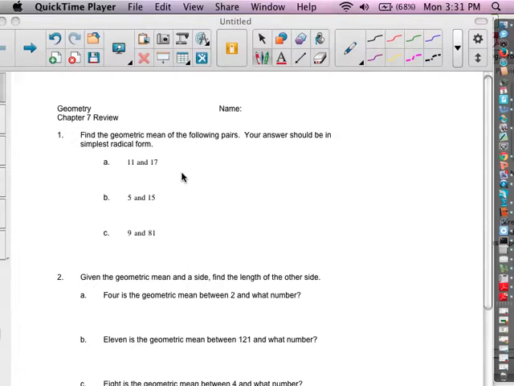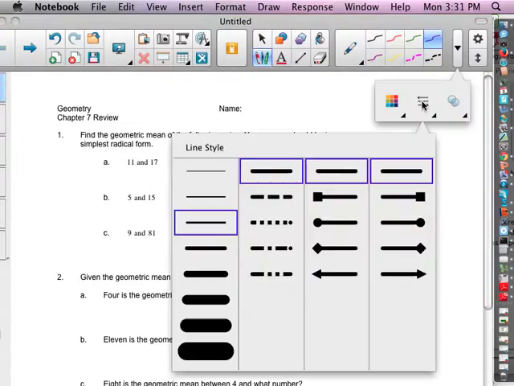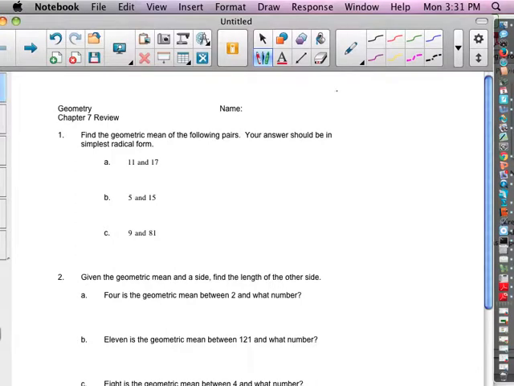Okay, let's take a look at the Chapter 7 review. First question asks you to find the geometric mean of the following pairs. So remember the formula for that: x is the geometric mean. We have a is to x as x is to b. Cross multiply, you'll get x squared equals ab. So x is equal to the square root of ab. Remember, x is the geometric mean.